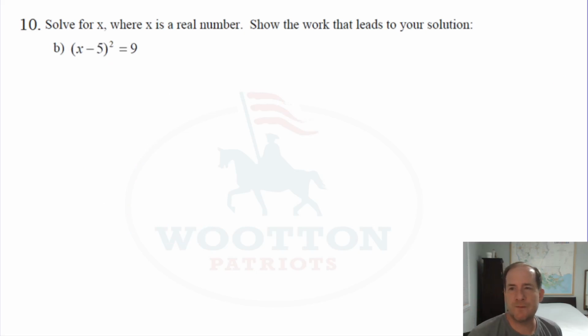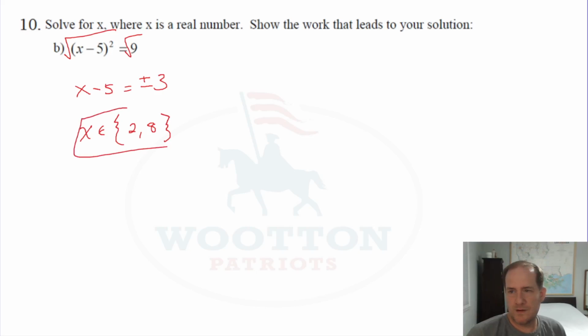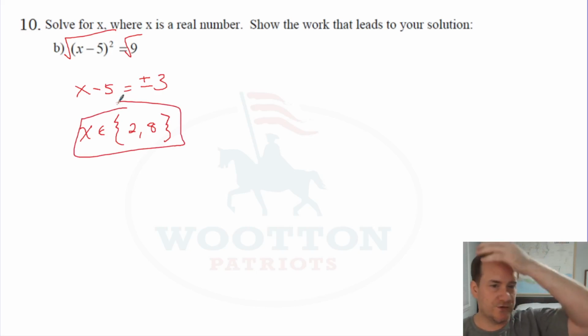Okay. In part B, we can solve this pretty easily. You just take the square root of both sides. But it's important to remember that whenever you take the square root of both sides, you need to be generating a positive root and a negative root. So the square root of 9 could be +3 or -3, which means by the time you add 5 to it, you're going to get two different answers. You're going to get -3 plus 5, which is 2. Then you're going to get +3 plus 5, which is 8. So here's another equation with two solutions.